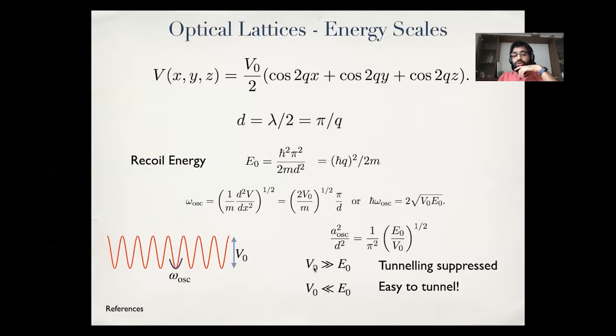So now if V0 is much, much greater than E0, the extent of these individual wave functions is going to be really tiny, right? And I cannot get enough tunneling to the next well. But on the other hand, if V0 is much less than E0, the opposite happens, and my wave functions are delocalized and the atoms can basically move freely in the lattice. So a large lattice strength means the applied potential V0 is much larger than the recoil energy of the atoms, and vice versa. Okay, so that's just to give a sense of the energy scales in an optical lattice.